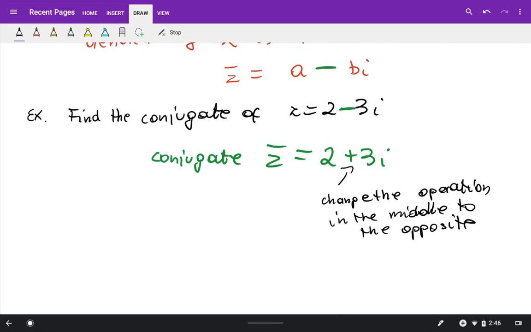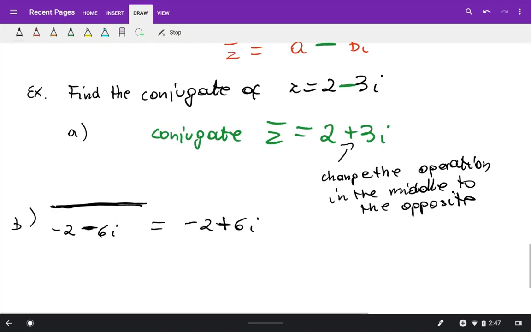So that was one practice. Let's do B. And in homework, they may give you something like this: negative 2 minus 6i, which you see is a complex number, and you will have that dash on top of it. So what that means is that you need to find the conjugate of negative 2 minus 6i, which will be negative 2 plus 6i. So sometimes they're not going to say find the conjugate, but if you see that dash, that means switch the operation in the middle to the opposite. Okay, that's what that means.